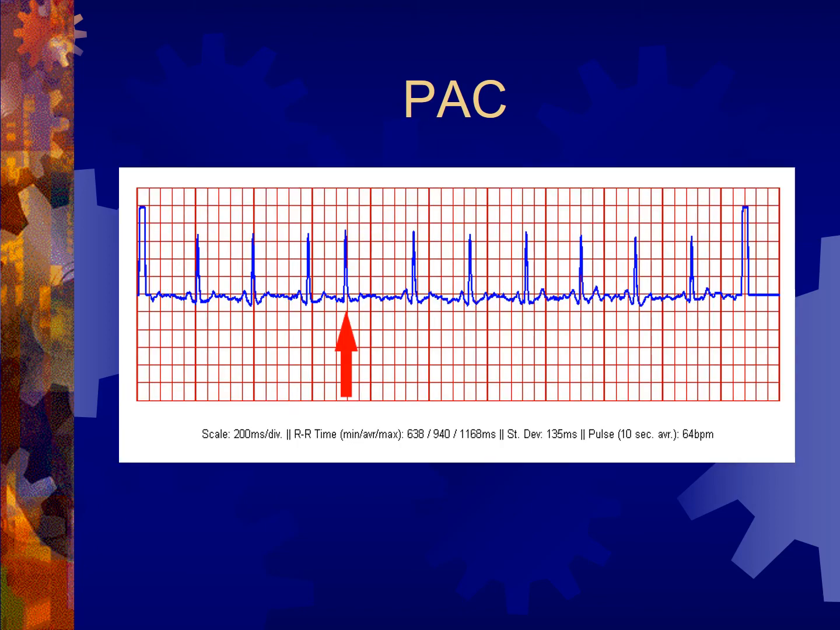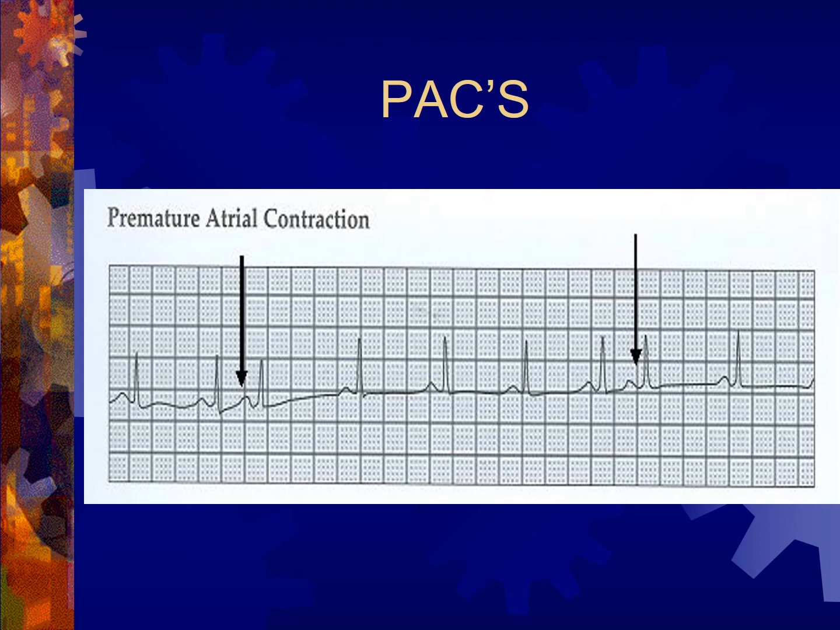So here again is a PAC. You see my little P waves right here, okay? And right there, you've got a premature contraction, and then things pick up and can become normal again. So when you start to see these, be cautious, because this is signifying that my heart is not doing what it's supposed to do. It's becoming irritable, basically.